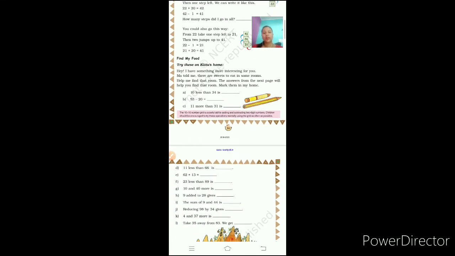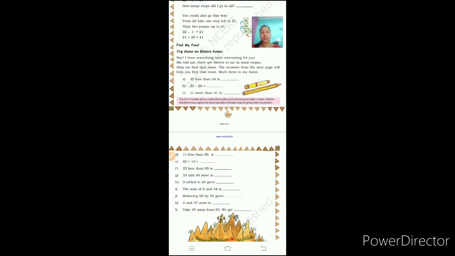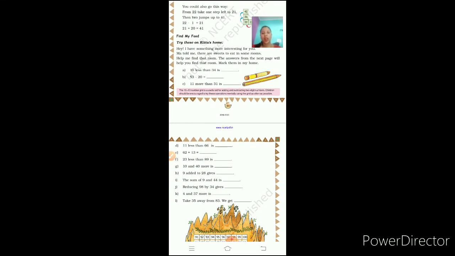Now the next activity is, hey, I have something more interesting for you. Ma told me there are sweets to eat in some rooms, and she wants to get them. So there are some hints, and by solving these hints they can easily find out in which rooms the sweets are.